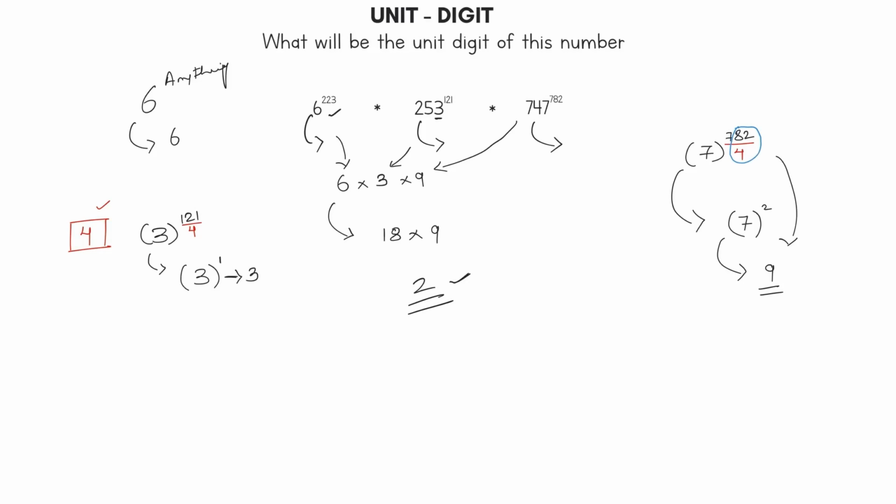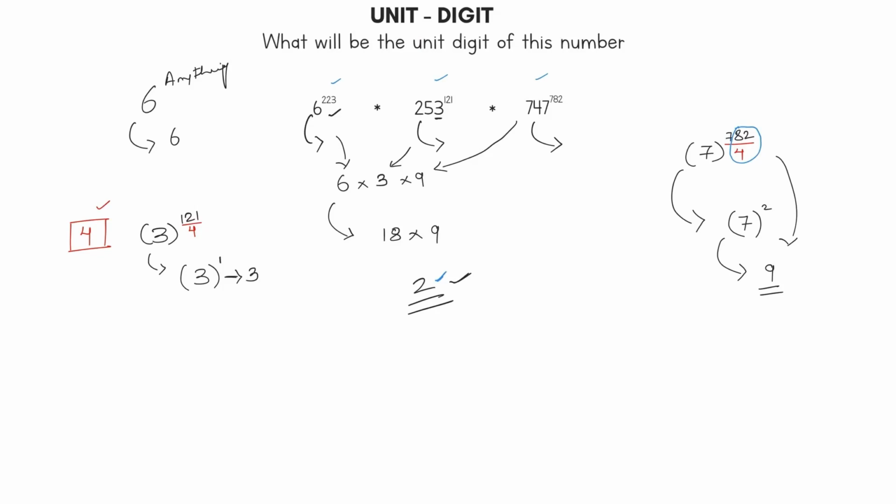So that's why you have to remember the cyclicity of all the numbers so that you can get the answer to such problems quickly. And the only concept that you require here is, if they ask you to find out the unit digit of a big number, get the unit digit of the smaller numbers, then multiply the unit digits to get the unit digit of the final big number.